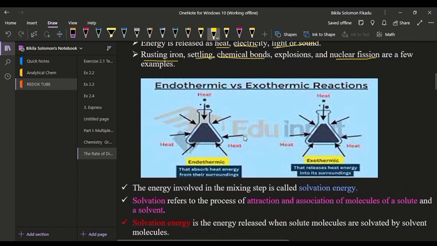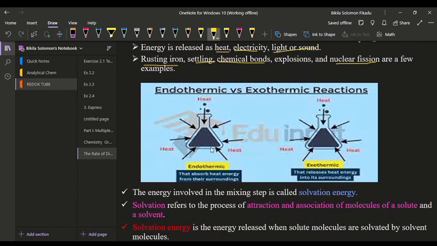Fakkii kanarraa akkuma mul'atu. So this is endothermic. So this is exothermic. In endothermic they absorb heat energy from their surroundings.